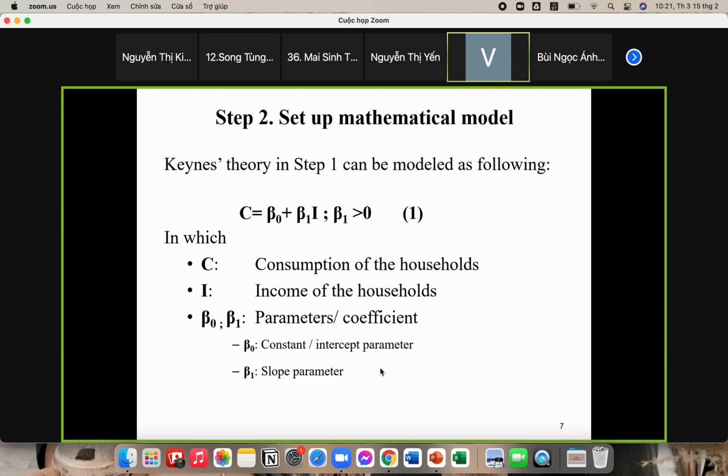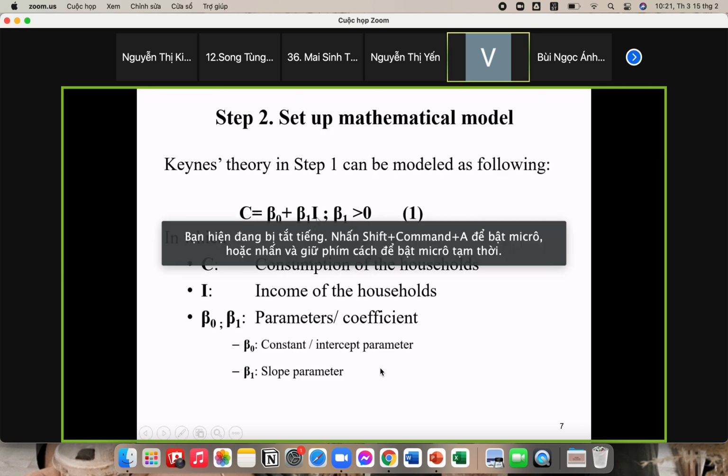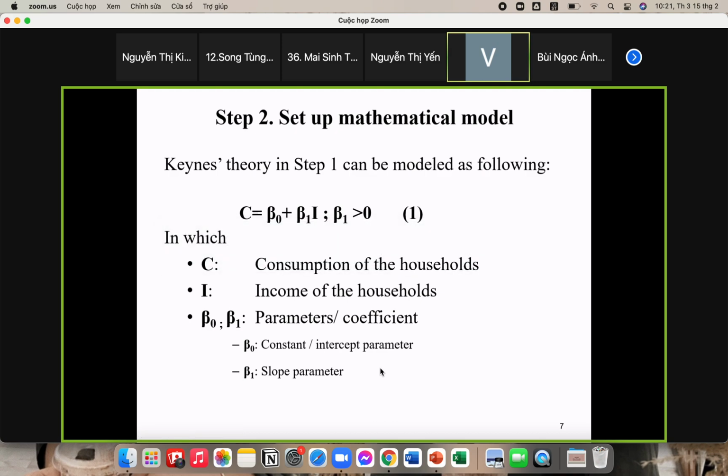This is the mathematics model. The mathematics model reflects the exact relationship between consumption and income. Here the consumption is the dependent variable and income is the independent variable. This model is a mathematics model because it reflects the exact relationship between these two variables. That means consumption depends only on income.